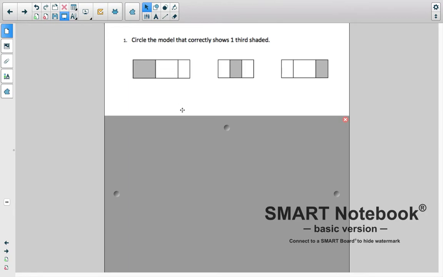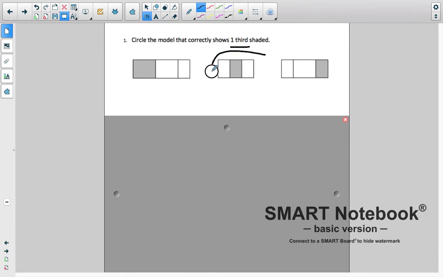All right, it says circle the model that correctly shows 1/3 shaded. So, like what we've just been talking about, we have to make sure that the pieces are equal. We know if we have 1/3 that one piece is shaded. We see in each one of these that one piece is shaded, but I can look at these pictures that some of them do not have equal size pieces. Which one does have equal rectangles or squares?